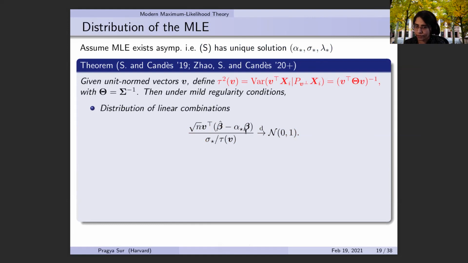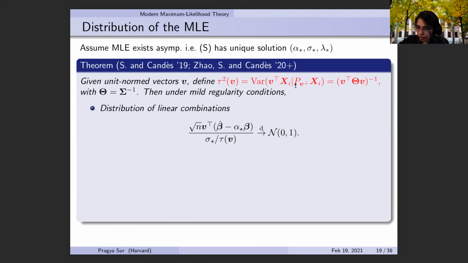star times the true signal, where alpha star is the first component in the solution. If you center around this and then scale by a factor, it goes to a Gaussian 0, 1. The factor you need to scale it by is sigma star, which comes from the second member in this triplet, and tau of v. So what is tau of v? v is the direction you chose here. v is deterministic.